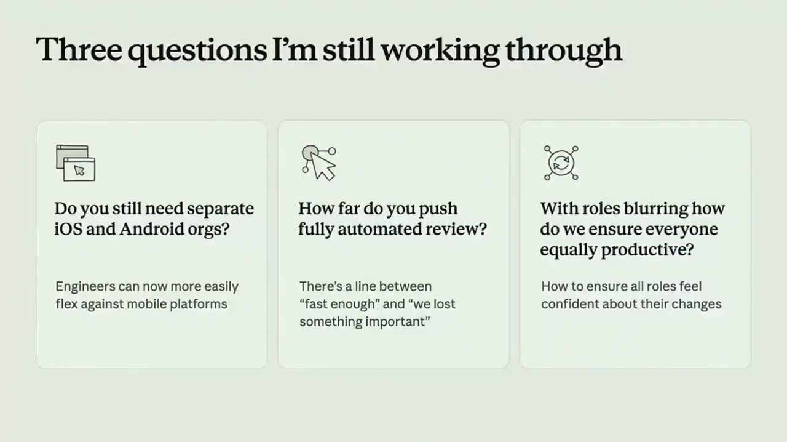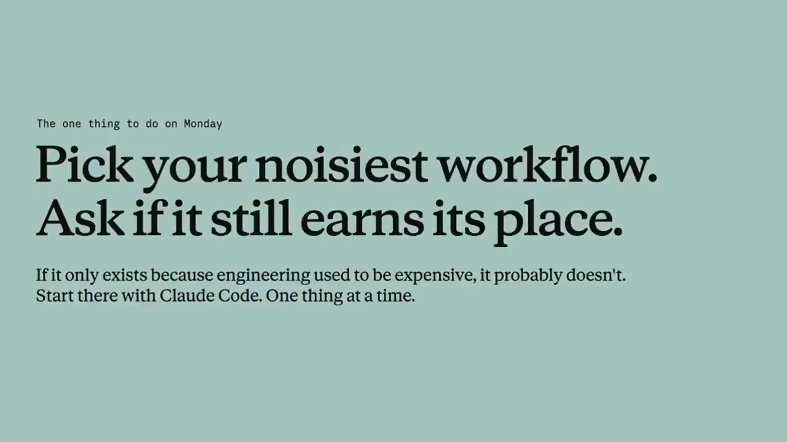How much do you push that fully automated review? Again, when do you strike that balance between fast enough and we lost something important? It goes back to trust but verify. And what's interesting is you might have heard today in Dara and Danella's earlier talk, the model capabilities do keep improving. So even if you might need to do more verify than trust for a certain section of work, that might also change with the next model. So it's always important to reevaluate. And roles are blurring, so how do you make sure that everybody feels equally productive?